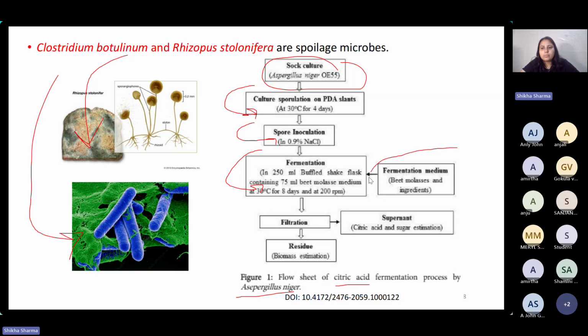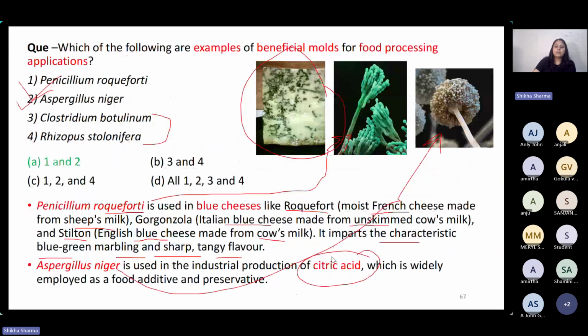So this is the beet molasses and the other ingredients supplied in the fermentation medium, and then filtration is done to get the supernatant. In the supernatant, we get the citric acid and sugar, and in the residue, we get the biomass. So this supernatant will include the citric acid. Like this, Aspergillus niger is used to produce citric acid. So 1 and 2 are the beneficial molds.